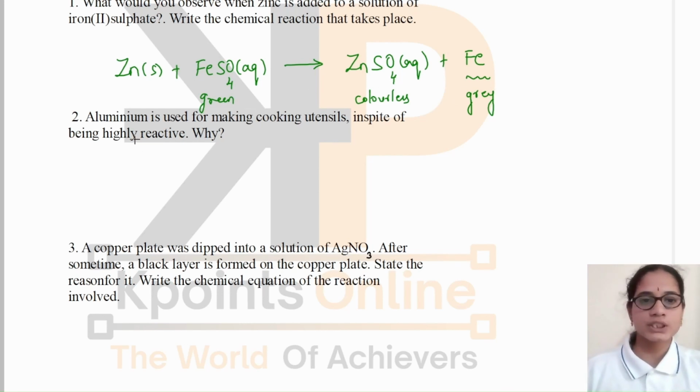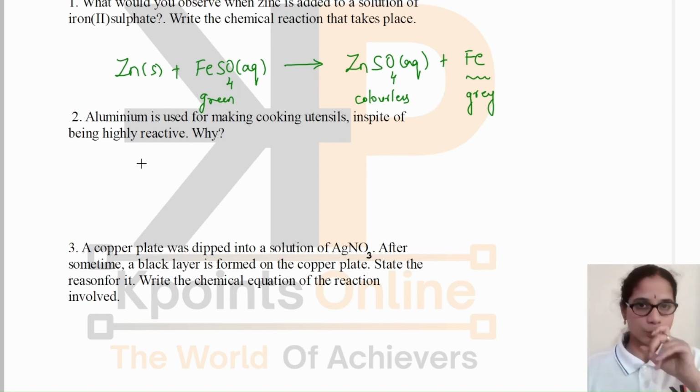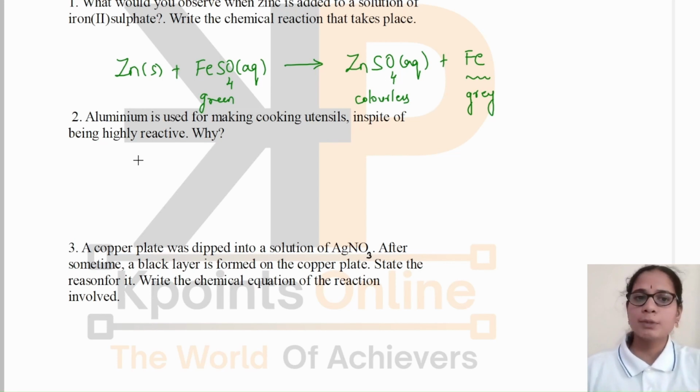Then the next question is, aluminium is used for making cooking utensils in spite of being highly reactive. We know that aluminium is a reactive metal. But what happens is, aluminium reacts with the oxygen present in air to form a thin layer of aluminium oxide. And this layer of oxide is stable and it forms a protective layer on the aluminium, and it further resists the reaction of aluminium with the external environment.